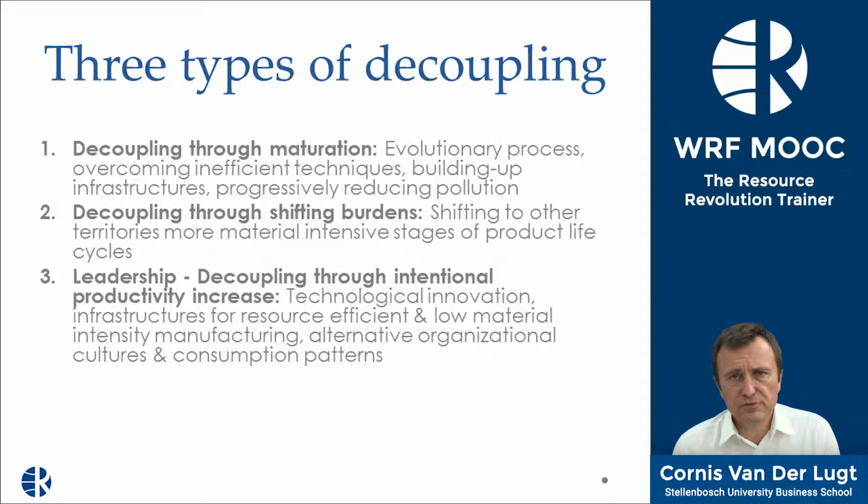The second type of decoupling highlighted by the International Resource Panel is that of burden shifting. And this involves shifting the resource-intensive components of your production processes abroad, exporting your ecological rucksack, so to speak. In the case of business, this could take the form of offshoring or outsourcing. The third type of decoupling highlighted by the International Resource Panel is that of intentional decoupling, leadership decoupling. And this means radical disruptive innovation and radical improvements in resource productivity.